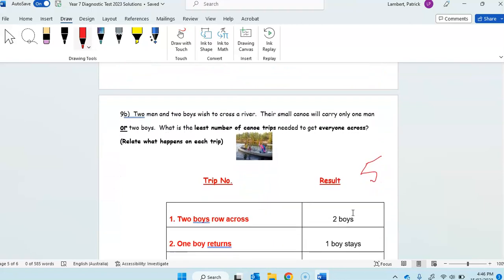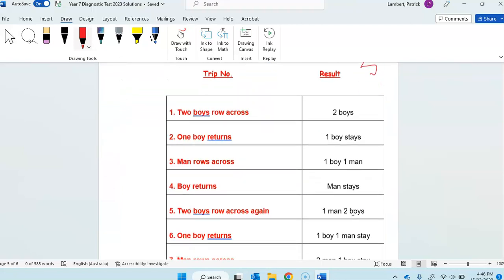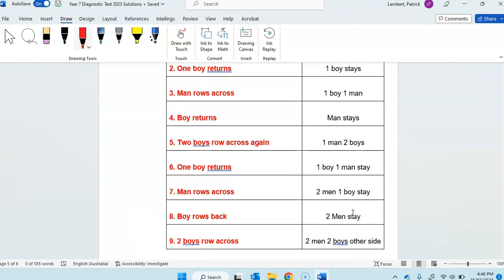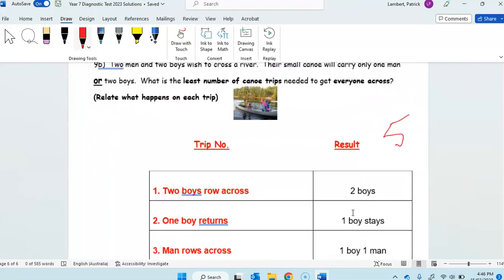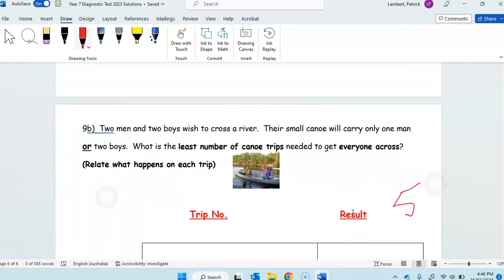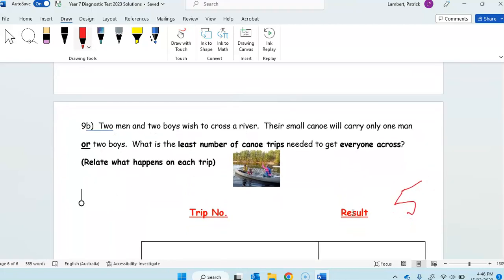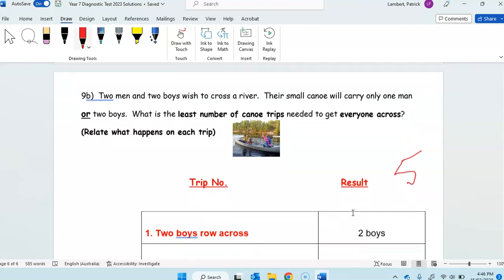Now this one here was meant to try you, and it did, which is good. That was the whole point. All right, 2 men and 2 boys wish to cross the river. The small canoe will carry only 1 man or 2 boys. What's the least number of trips needed to get everyone across? Relate what happens on each trip.